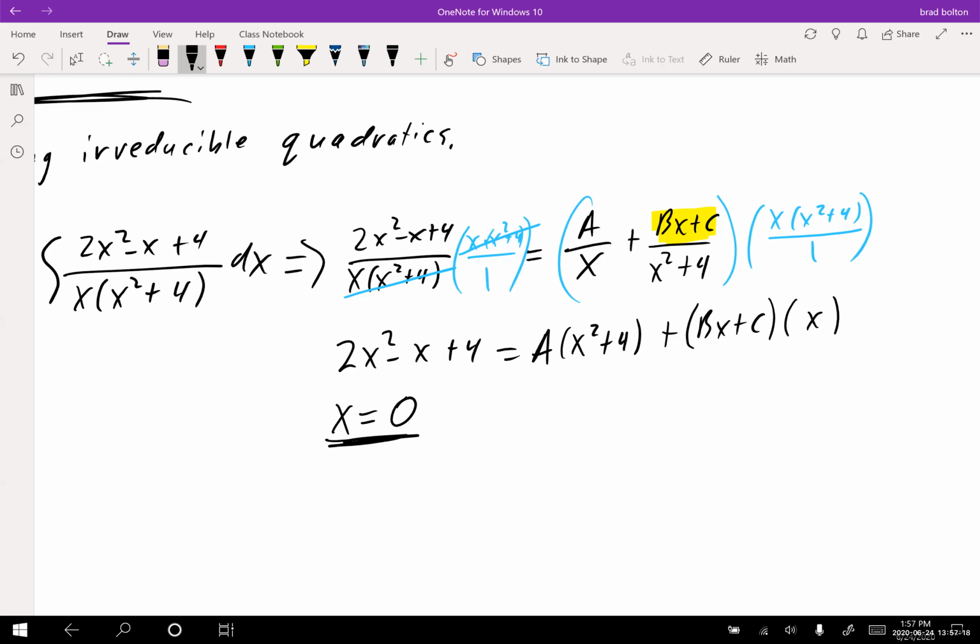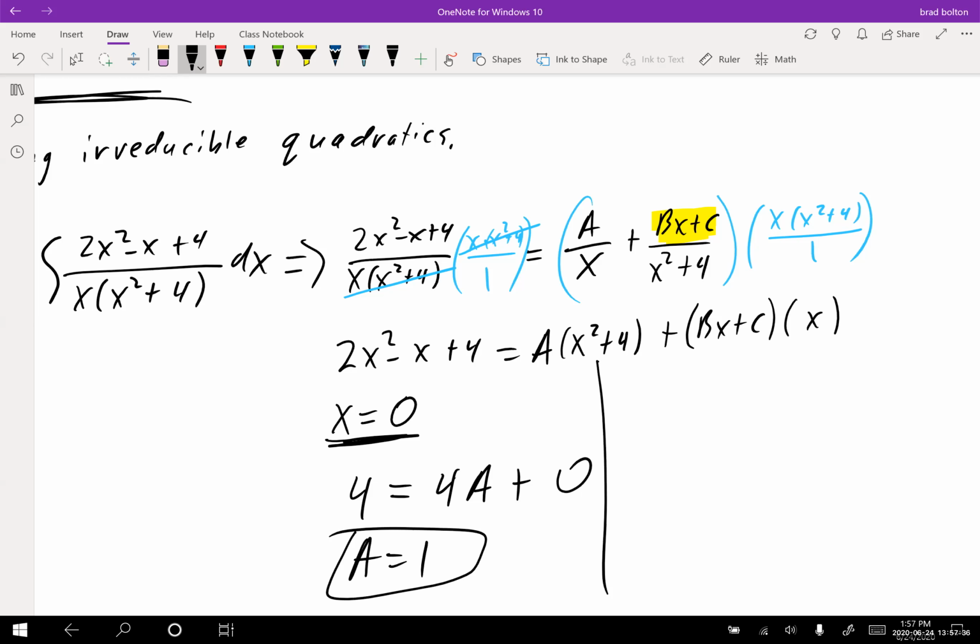So this will become 2 times 0 minus 0 plus 4, so this will become 4 equals 4A, because when I plug 0 in here, I just get 0 plus 4. So that'll be 4A plus 0. So then A is equal to 1. No problem, nice and easy.